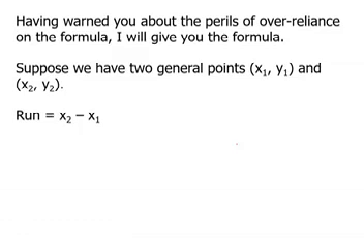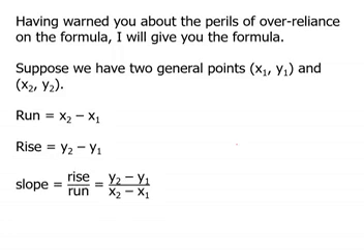The run is the difference of the x coordinates. The rise is the difference of the y coordinates. Again, the only thing that matters is we subtract in the same order. Here we're subtracting point 2 minus point 1. We have to do that both in the rise and the run. Then we just put rise over run. And that is the slope formula. And so if you're going to use that formula, make sure you understand its deep connection to the idea of rise over run. Don't memorize it as an isolated factoid, but understand how it's connected.